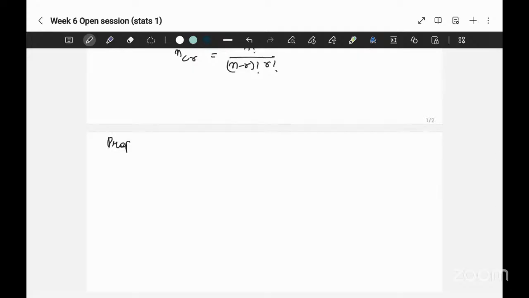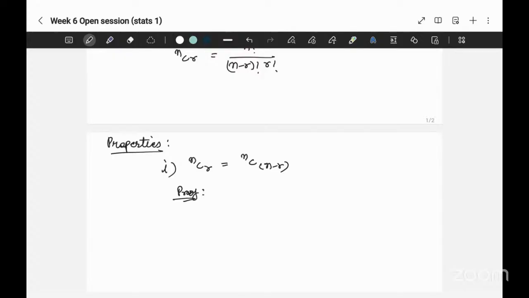Now we have some results, you can say properties. What are the properties? The first property is nCr equals nC(n minus r). So how will I prove this? Do I need to prove this, or do you know?